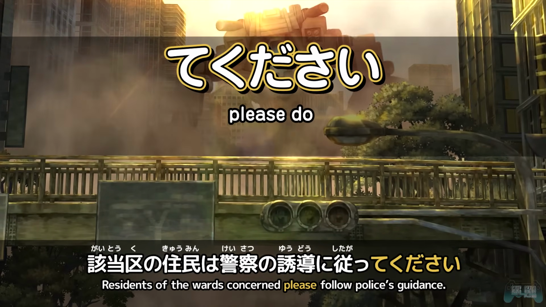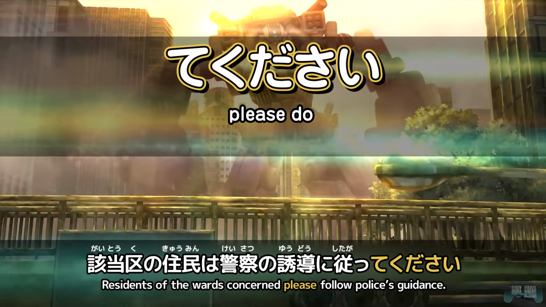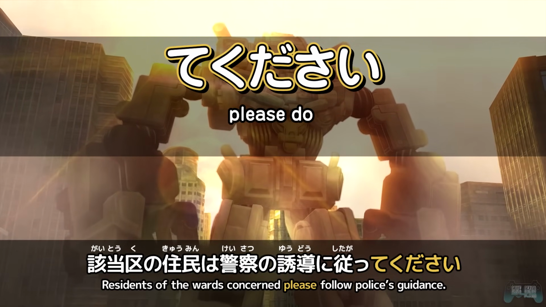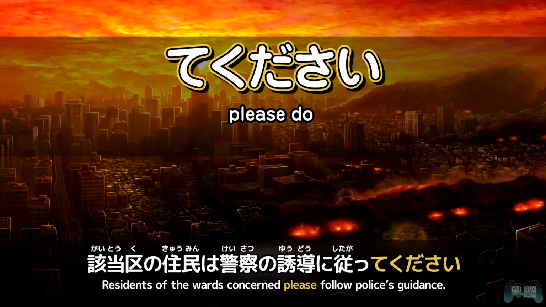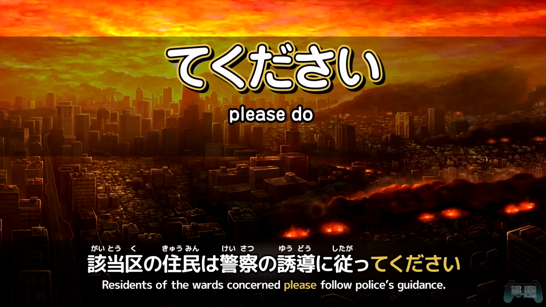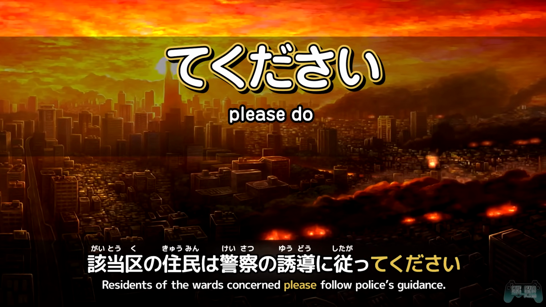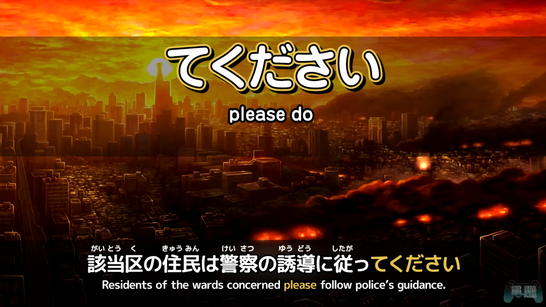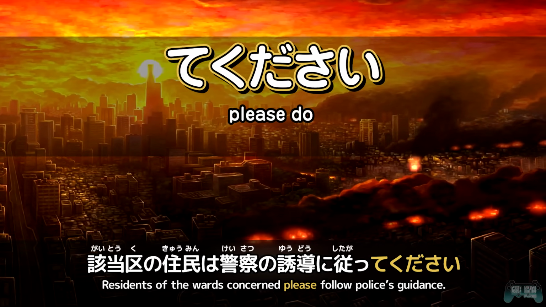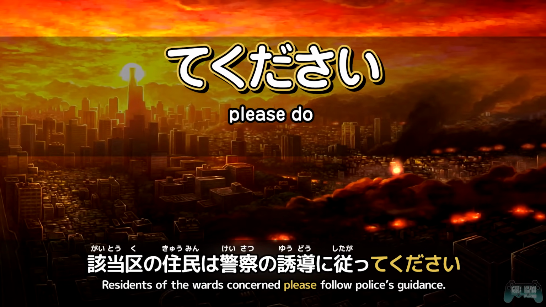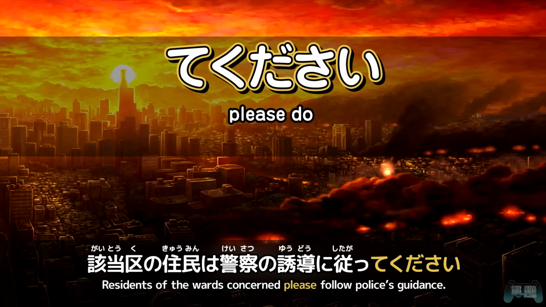Here in 13 Sentinels, a voiced announcement is asking residents to follow police instructions politely. And so here, shitagau means to obey or follow, making shitagatte kudasai, meaning please obey or please follow the police's guidance. Keisatsu no yudo. So if you want to ask anyone to do a verb, you simply put the verb into the te form, followed by kudasai.